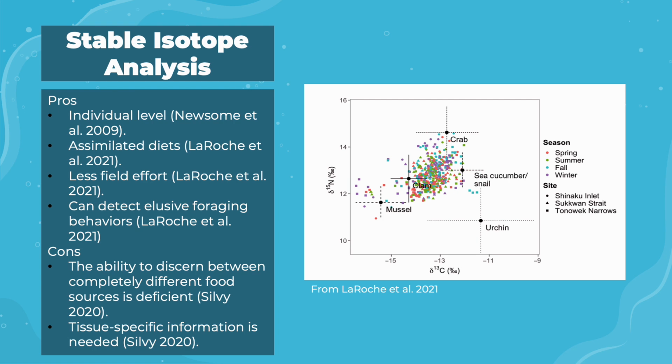and it can also detect elusive foraging behaviors. The cons of this method include that the current technology doesn't allow for the ability to discern between different food sources within otters. This means that you may be able to tell if two otters have completely different diets, but not exactly what they are eating. This method also requires previously known tissue values for the stable isotopes.